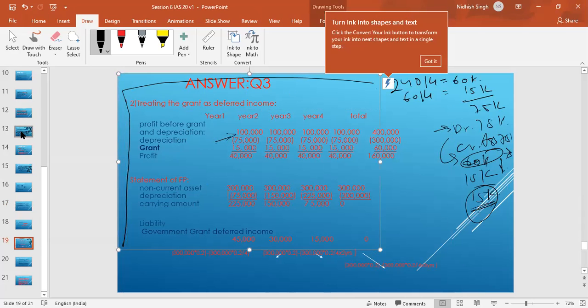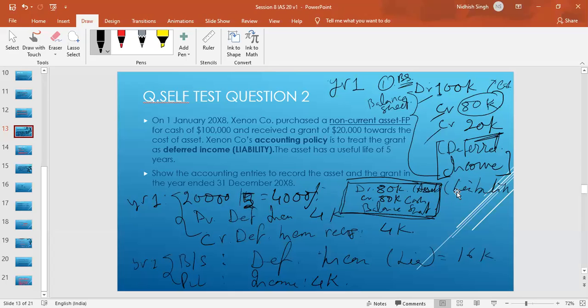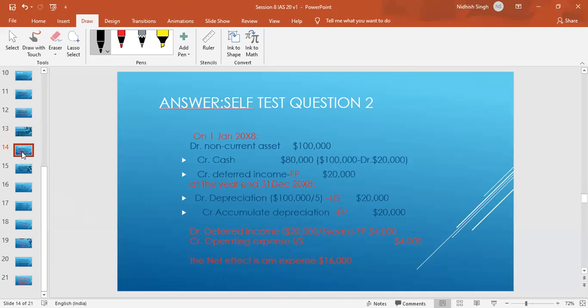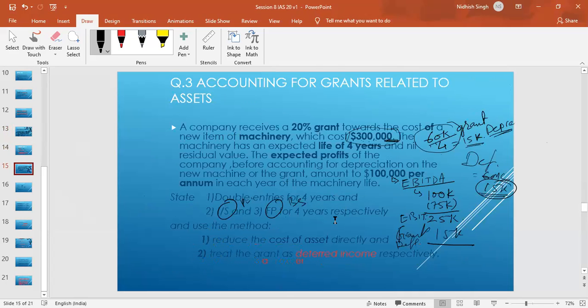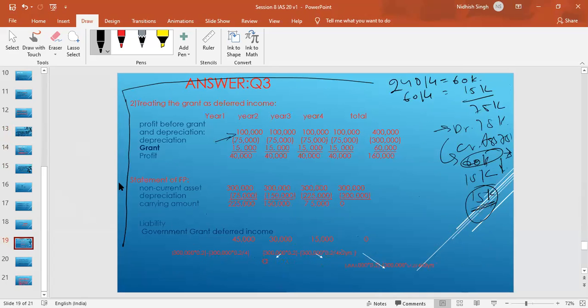And if you look back, I think here it is even simpler. So we had EBITDA of 100K, 75K is depreciation. Your EBIT, or say net profit, is 25K. Then you add the grant, which is 15K. So this one is 40K. Okay, yeah. So remember this number. So this is what we have achieved here, right?